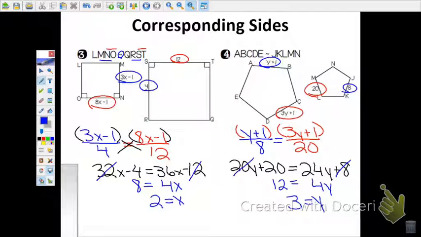So again, corresponding sides are proportional. So we set up a proportion, cross multiply to solve. Okay. So similar polygons. Corresponding angles are congruent. Corresponding sides are proportional.